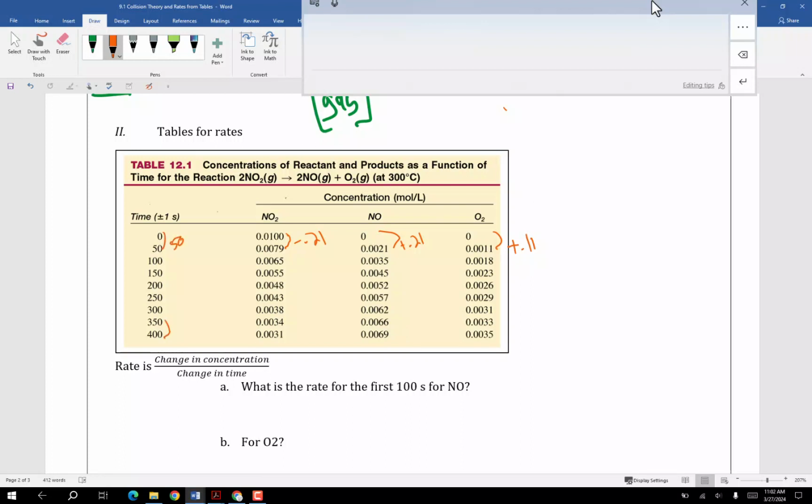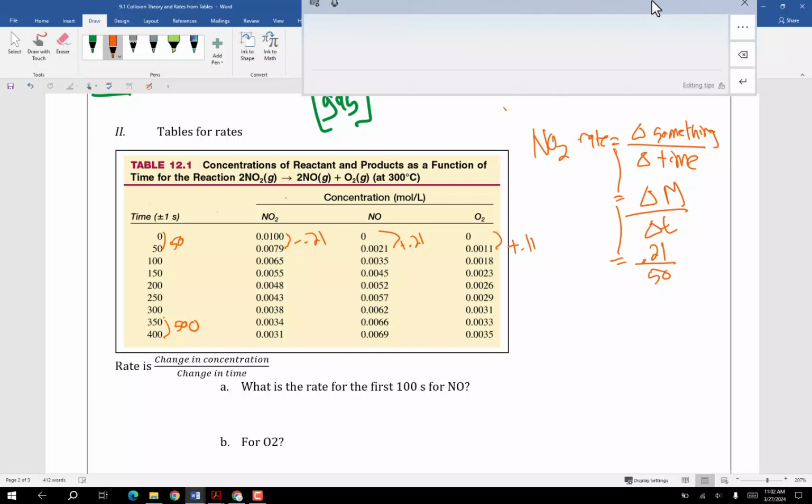So I could do my rate for NO2. Remember, rate is change in something over change in time. Now, I'm going to be honest with you. It's typically going to be change in molarity over change in time. So for NO2, my change is going to be 0.21 over 50. Okay. So I'm going to see if this rate changes. So from 350 to 400, that's 50, not 500.